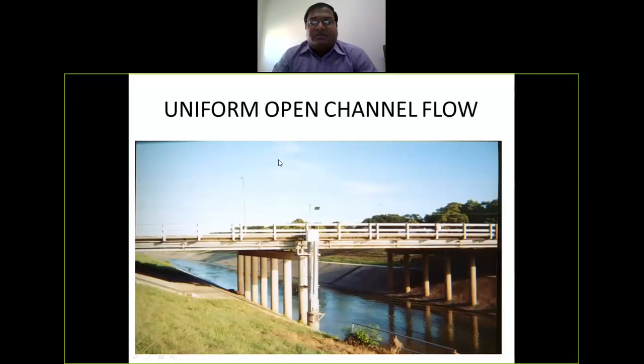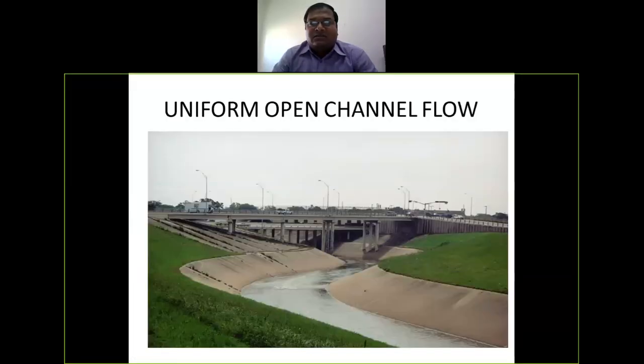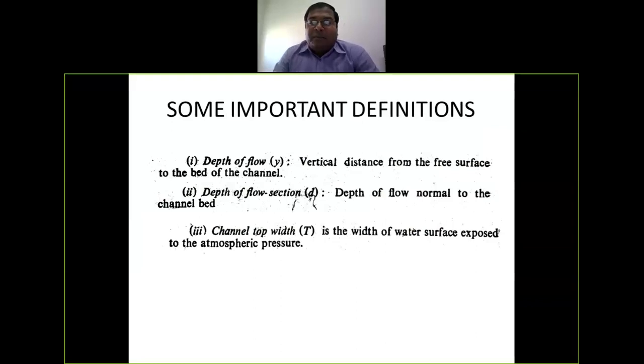These are some of the types of uniform open channel flow. I think you can understand very well what I want to convey. Now we will discuss some parameters of the open channel flow. Because there are so many cross sections available: rectangular section, trapezoidal section, circular sections. So what is perimeter, area, hydraulic radius? These are the parameters of the open channel.